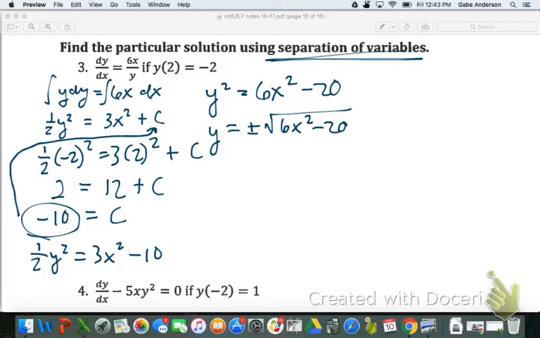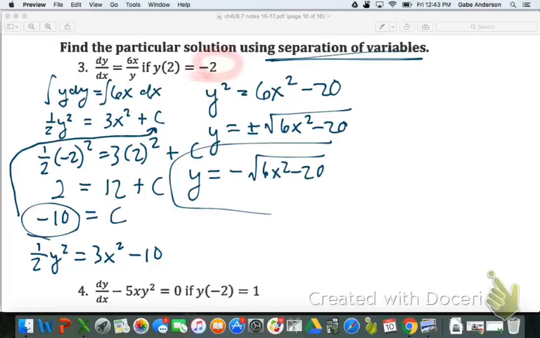It's minus. Why? Because y of 2 equals negative 2. Yep. The y value in your initial condition was negative, and so that tells you to use the negative in the square root. So my final answer would be y equals negative square root of 6x squared minus 20. Final.